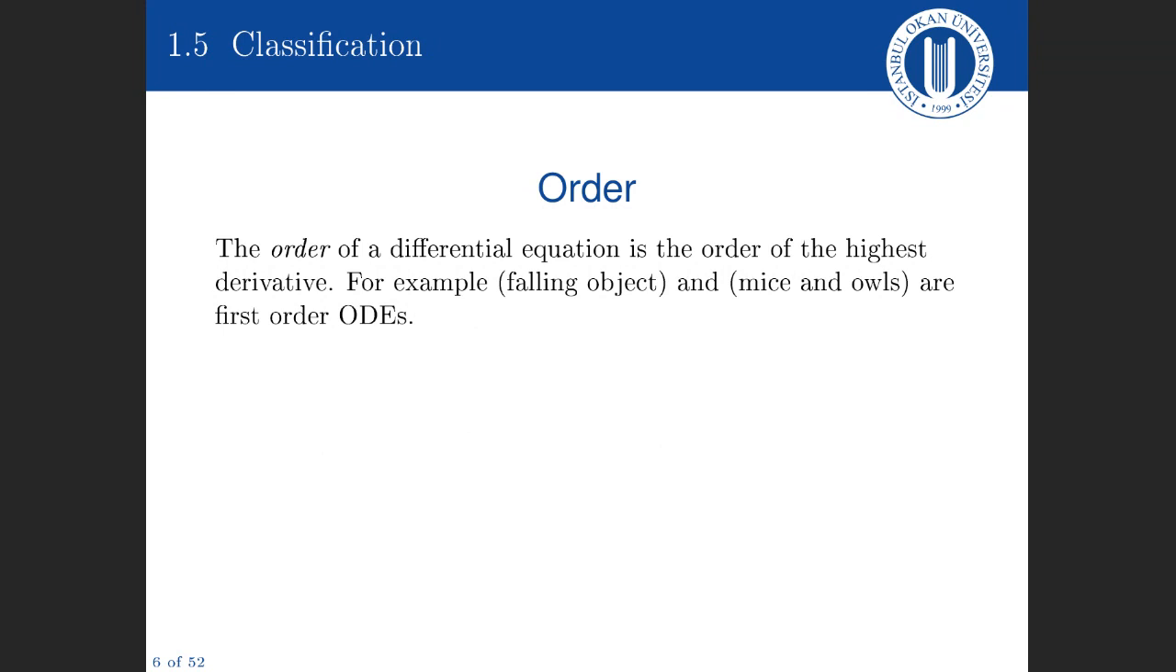The order of a differential equation is the order of the highest derivative. For example, the falling object equation and the mice and owls equations were first order ordinary differential equations. This equation, d squared y dt squared plus dy dt plus y is equal to 0. We look to see the biggest derivative. The biggest derivative in this equation is 2. So this is a second order differential equation.